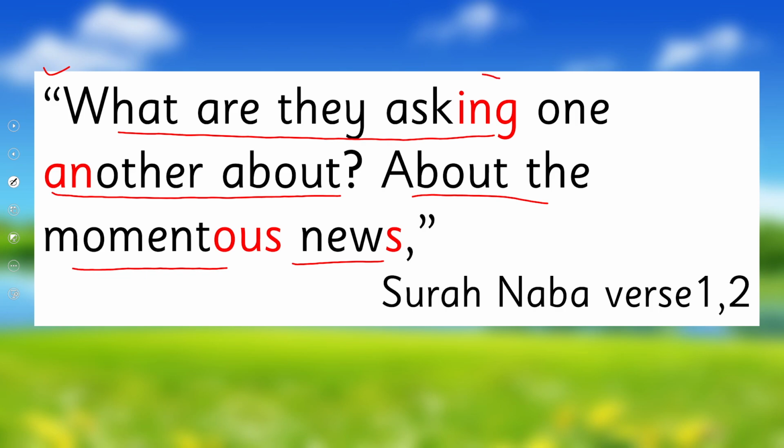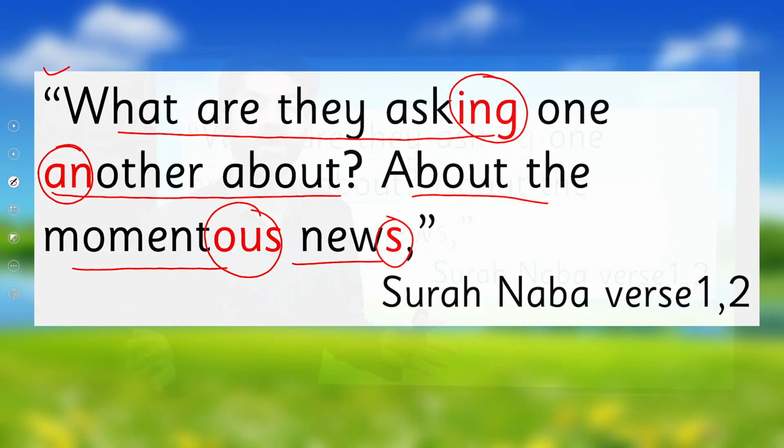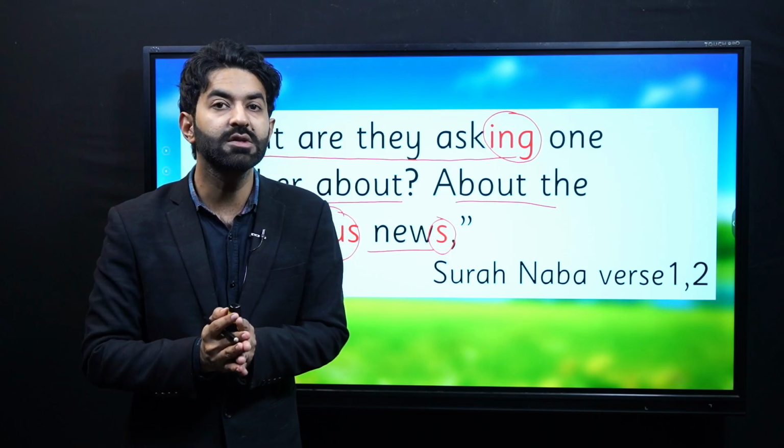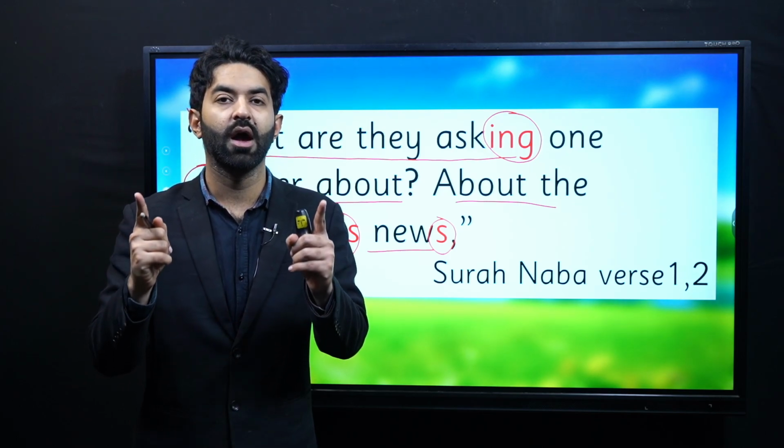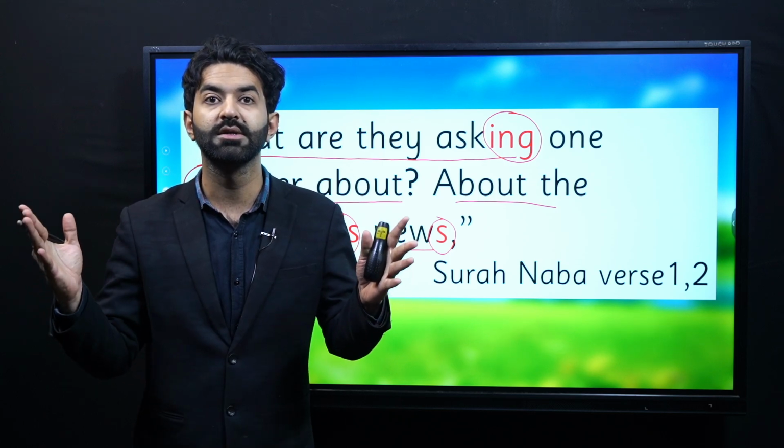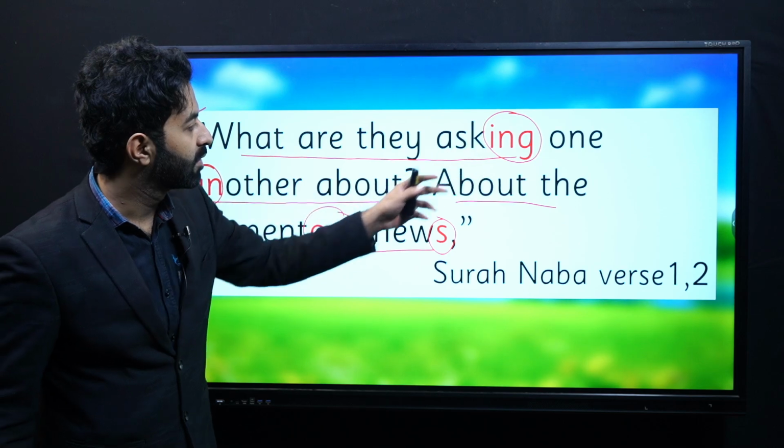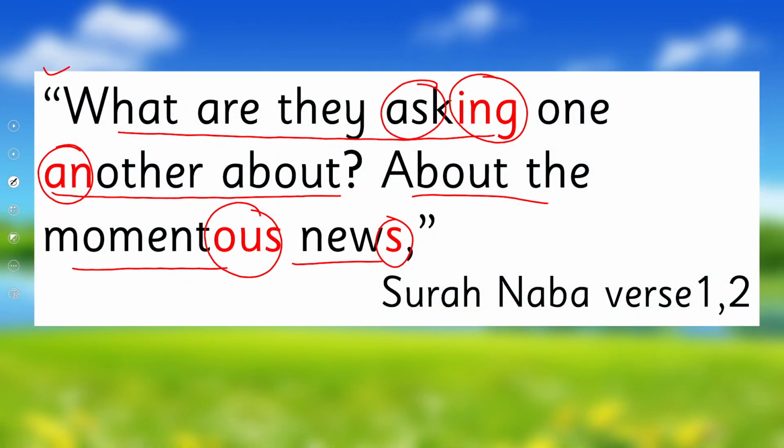You can see these red words, color red, these are your affixes. Yes, we have affixes over here. And let's see if we can recognize whether they are prefixes or suffixes. Asking. The root word is ask. Ing is coming after the root word. So this is our suffix. Another. The root word is other, and we have a group of letters an coming before the root word.